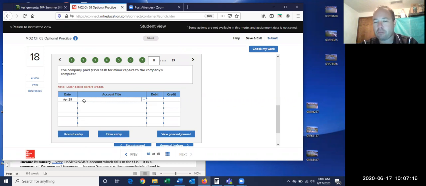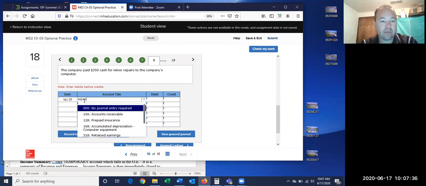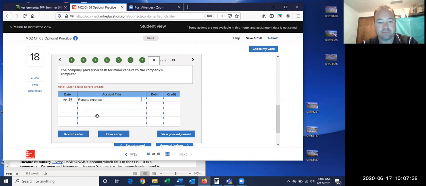Company paid $350 for minor repairs to the company's computer. So since they call it minor, and that's a key, as we'll see later on in the semester, when it's just something like an ordinary repair, we can call it an expense. But if it was something big, like they put in a new hard drive into the computers, then we would actually have to debit our computer account and depreciate it. But since this is just minor, we can go ahead and call it a repair expense.